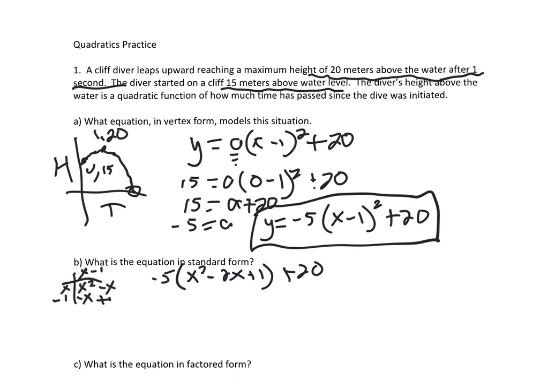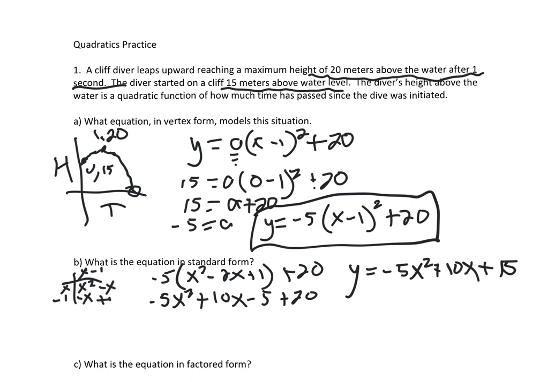When we then distribute the negative 5, we get negative 5x squared. And be careful here: negative 5 times negative 2x gives us a positive 10x, and then a negative 5, and we still have the positive 20. So that gives us a final equation when everything is combined of y equals negative 5x squared plus 10x plus 15.